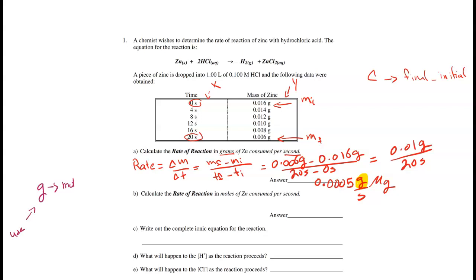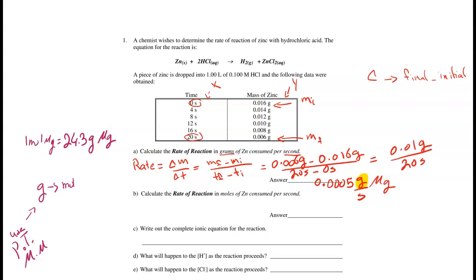So use the periodic table for the molar mass. In here it's just magnesium, so you just look at magnesium in the periodic table and you're going to get that 1 mole of magnesium equals 24.3 grams of magnesium. Okay, so you're going to use that conversion factor and the rate.